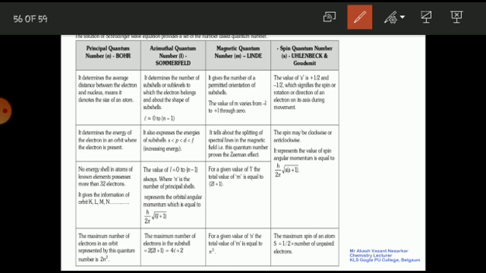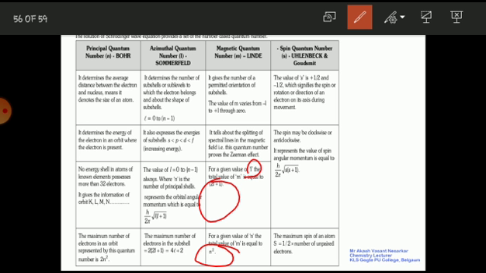Next one, magnetic quantum number. It gives the number of permitted orientations of a subshell. The value of m varies from minus l to plus l through 0. It tells about the splitting of spectral lines in a magnetic field, that is, this quantum number proves the Zeeman effect. For a given value of l, the total number of m values is equal to 2l plus 1. For a given value of n, the total number of m values is equal to n square.